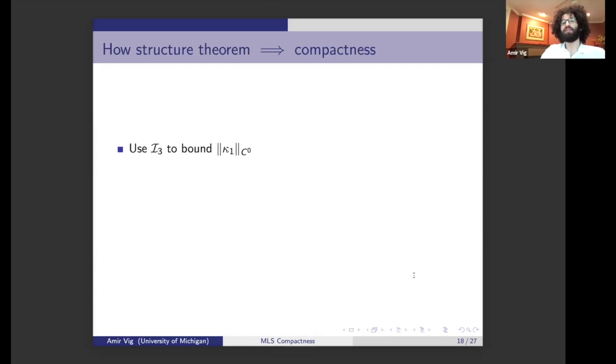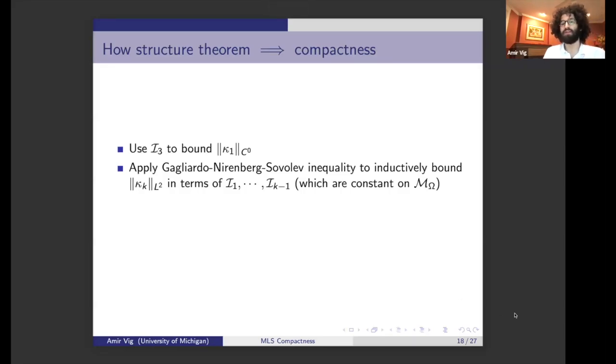So let me just say briefly how the structure theorem on the previous slide implies compactness. We can use the third invariant, which if you remember is some longer polynomial in the curvature Z. We can use that to bound the first derivative of curvature. And once we have that, then we can inductively bound all of the L2 norms of derivatives of curvature. This uses an interpolated Sobolev inequality, which is really an amazing one. This one kind of encapsulates all of the other standard Sobolev inequalities and allows for fractional powers. And also there are these interpolated exponents.